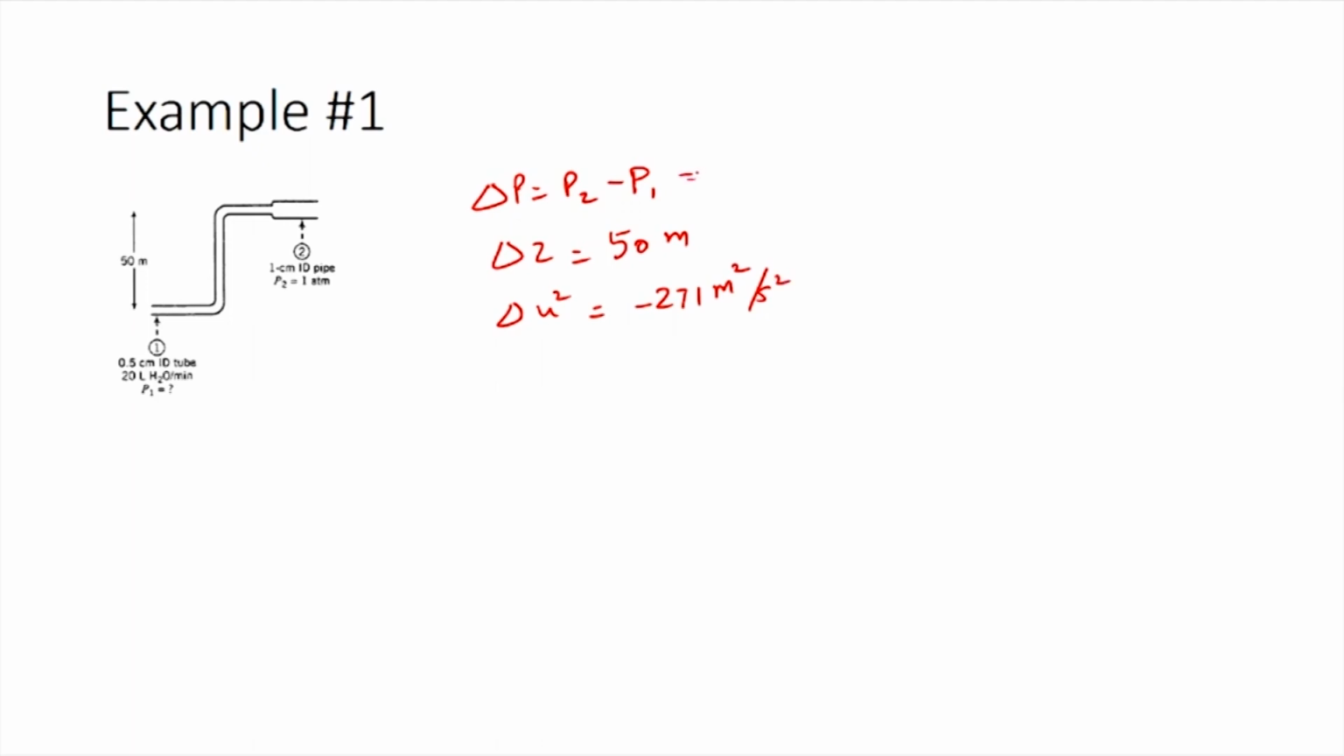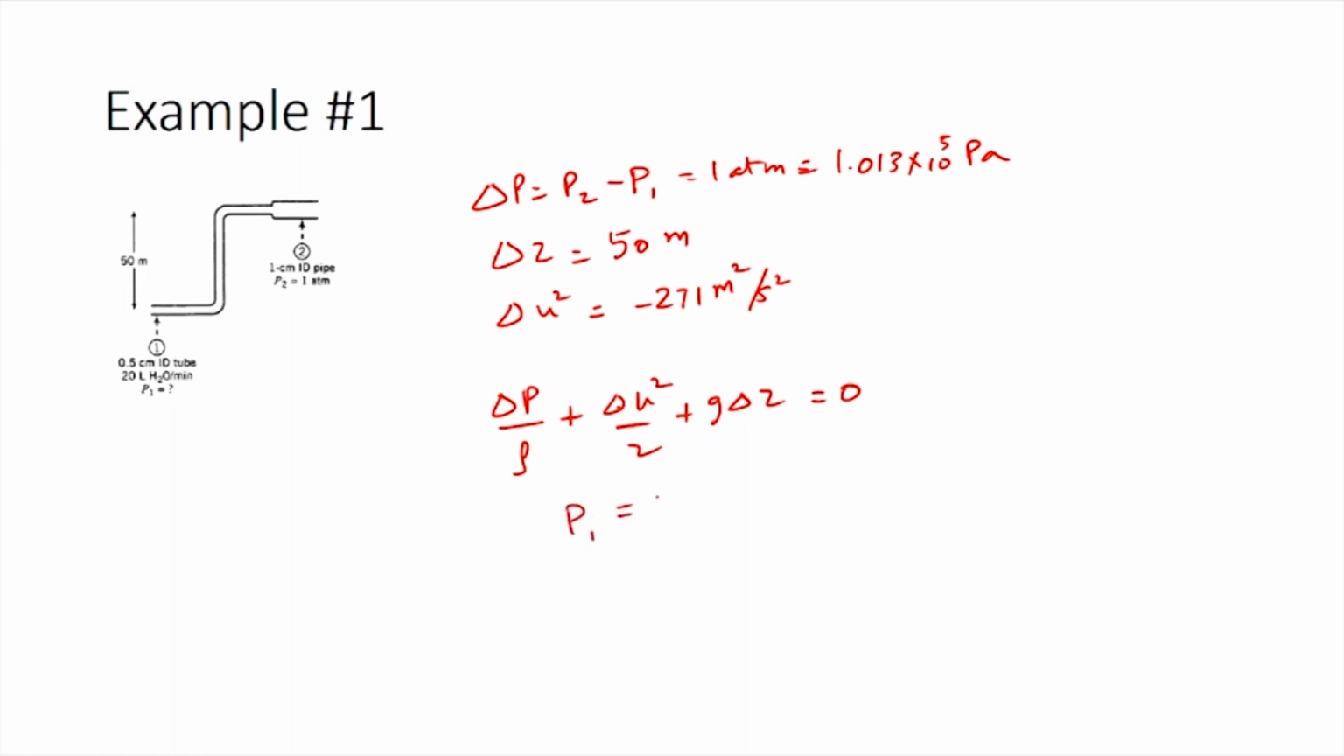Here we already know the value for P1, which is 1 atmosphere, equivalent to 1.013 times 10 power 5 pascals. Now, using this value we can substitute all of them into Bernoulli's equation, which is delta P divided by rho plus delta U squared by 2 plus G delta Z equals 0. Substituting all these values, we get the value for pressure at point 1 as 4.56 bar. Please perform appropriate unit conversions to verify if the value I have is correct.